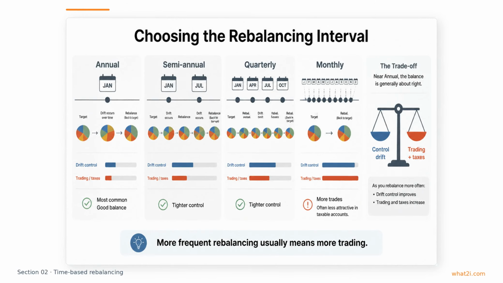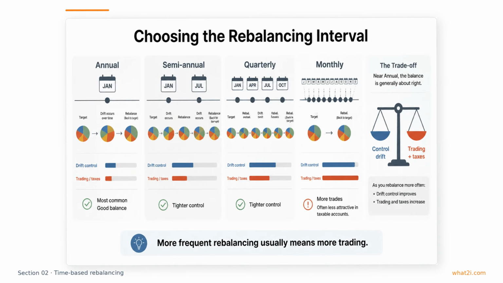Choosing the interval is really a balancing act. Annual rebalancing is very common because it often gives a reasonable mix of simplicity, drift control, and lower trading frequency. Semi-annual or quarterly reviews provide tighter control, but they also tend to increase trading activity and, in taxable accounts, may increase tax friction. Monthly rebalancing is usually less attractive unless there is a very specific reason for it, because the additional precision often comes at too high a cost. There is no universal best schedule. The right interval depends on the investor's tolerance for drift, account type, and desire for simplicity.